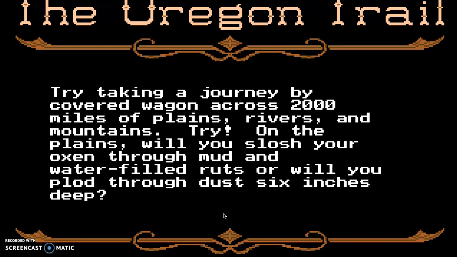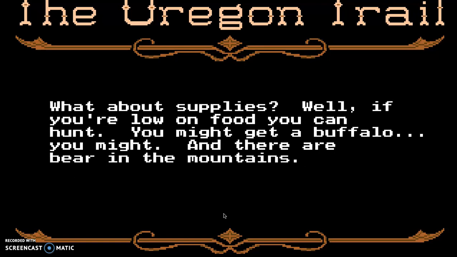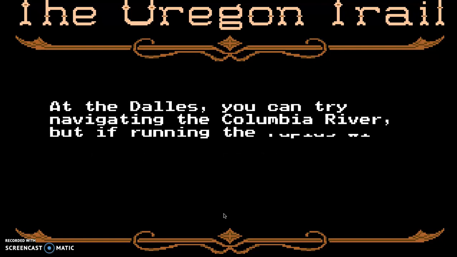Try taking a journey by covered wagon across 2,000 miles of plains, rivers, and mountains. On the plains, will you slosh your oxen through mud and water-filled ruts, or will you plod through dust 6 inches deep? Spacebar. How will you cross the rivers? If you have money, you might take a ferry, if there is a ferry, or you can ford the river and hope you and your wagon aren't swallowed alive. What about supplies? Well, if you're low on food, you can hunt. You might get a buffalo. You might. And there are bears in the mountains. Press spacebar.